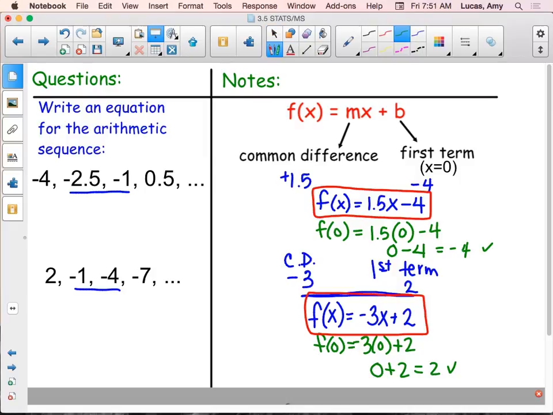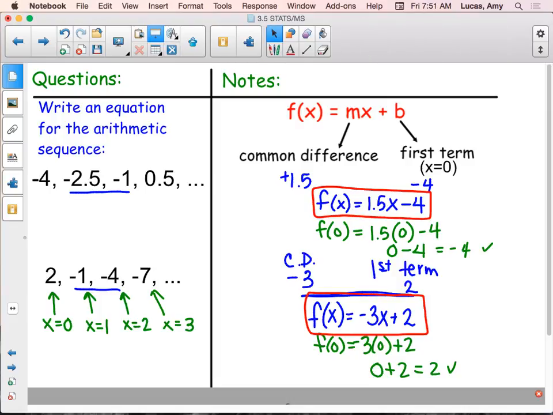So if you plug in 0, you get the first term in a sequence. If you plug in 1, you get the next term. If you plug in 2, you plug in 3, and so on. So we could use an equation to find any term in the sequence. If we had to find the 50th term in the sequence, we could do that.